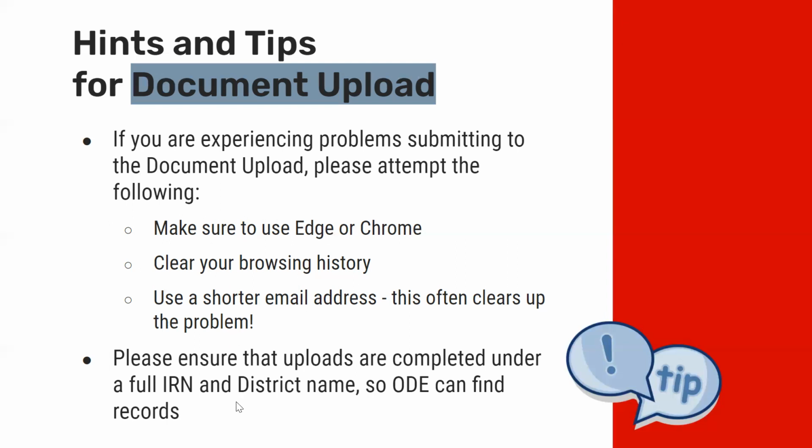And then this final bullet here just notes that it's important to ensure that uploads are completed under a full IRN and district name. If they're not, it's possible that ODE will not be able to search for and find the records. So for example, not calling anybody out, this is just an example that will make a lot of sense. Cleveland Heights University Heights in Region 3 often goes by CHUH, but if you type that district name, ODE may not be able to find it. So make sure you use the entire district name, no abbreviations or acronyms, and a full IRN.